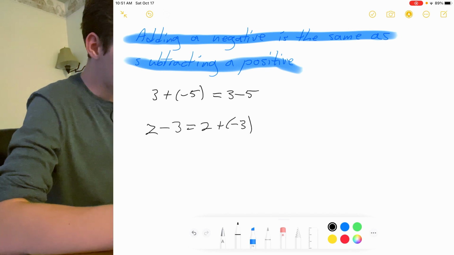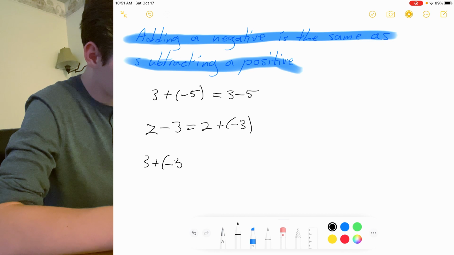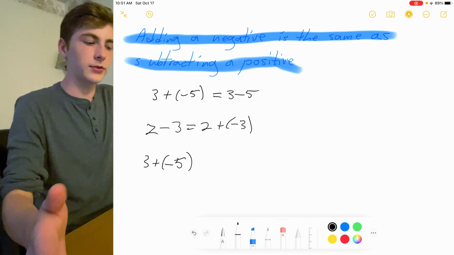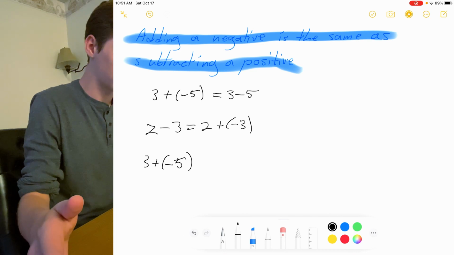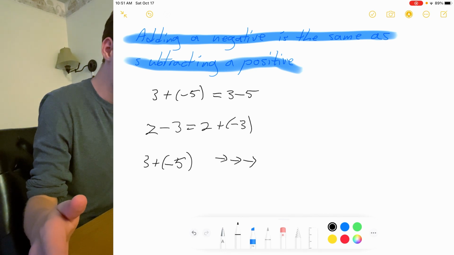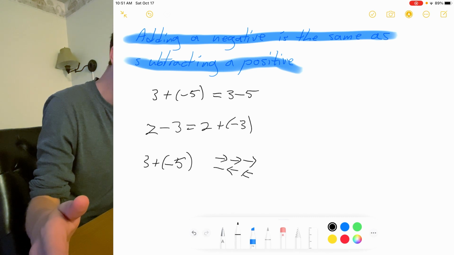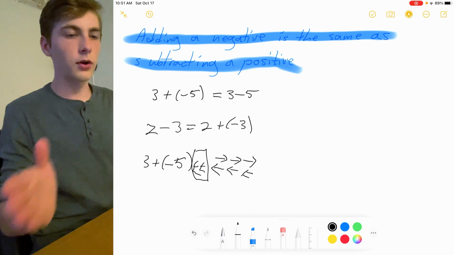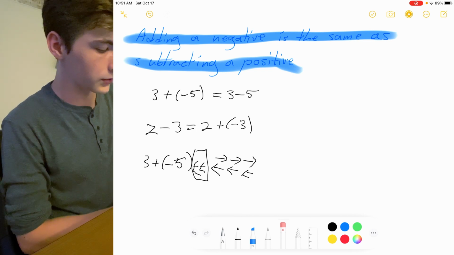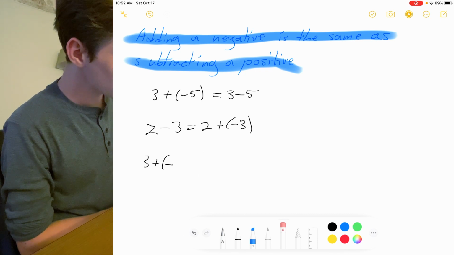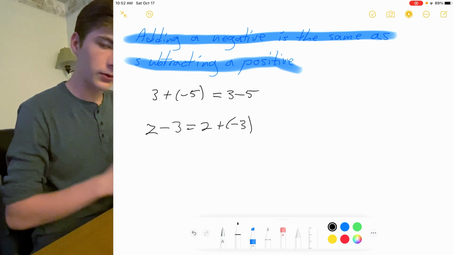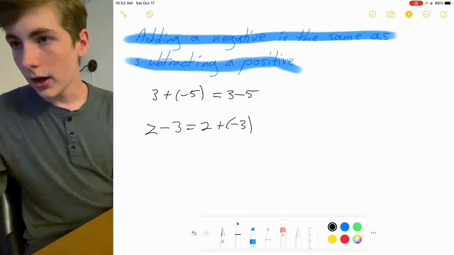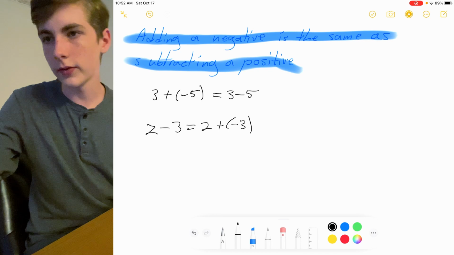So if I say 3 plus -5 again, right? That's like saying I'm taking 3 steps forward, and then I'm taking 5 steps backward, so 1, 2, 3, 4, and I run out of room here, 5. How many steps did I end up taking? Overall, I ended up taking 2 steps backwards. That's the overall result of what happened. It can get a little bit tricky when we're adding and subtracting positive numbers. I'm going to continue giving some examples.